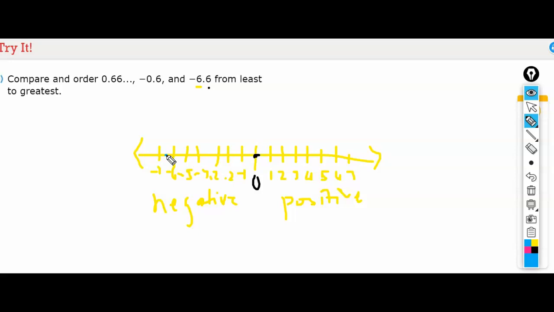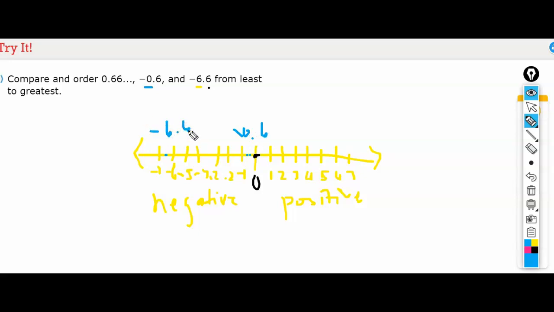Negative 0 and 6/10 would be between 0 and negative 1 because it's not quite a whole number. As you can see, 0 is in front of that decimal. So it would be close to being a whole number. So it'll be somewhere, I'm going to put it closer to this side, over there. So this is our negative 0 and 6/10. This is negative 6.6.